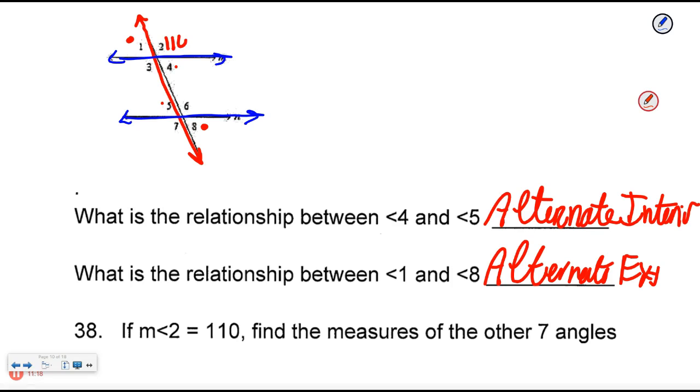Next one. If angle 2 is 110, find all other angles. Well, if this is 110, so is the one across from it, so is the one in the same spot, and so is the one across from it.